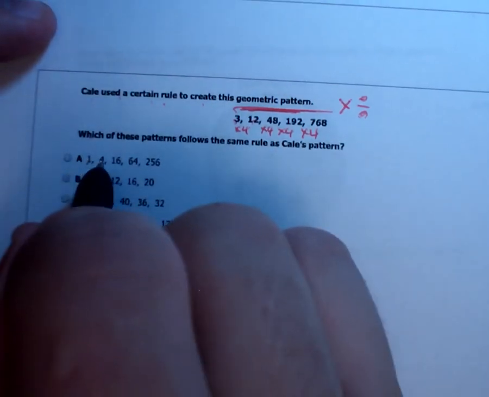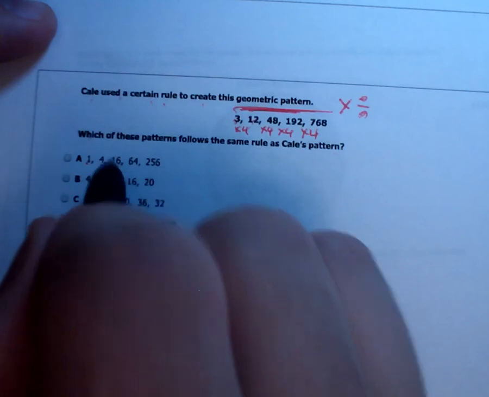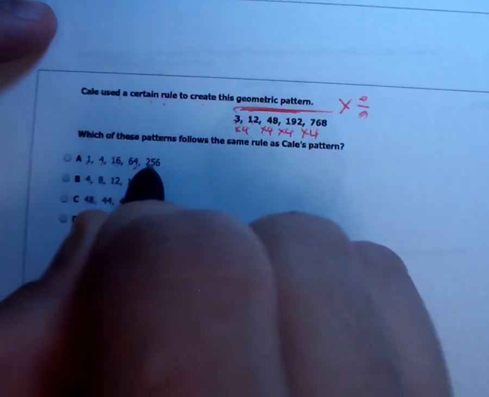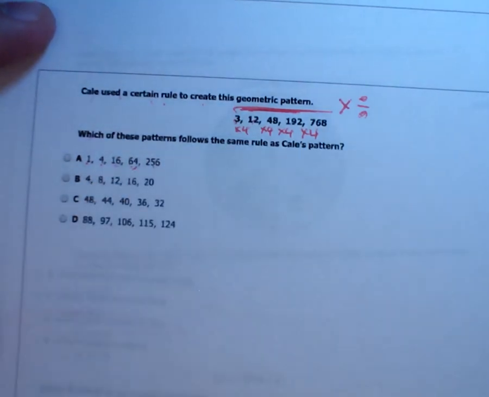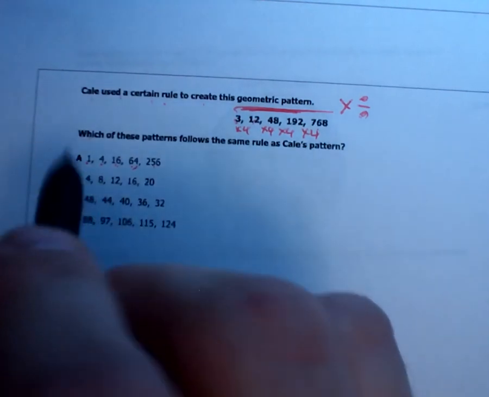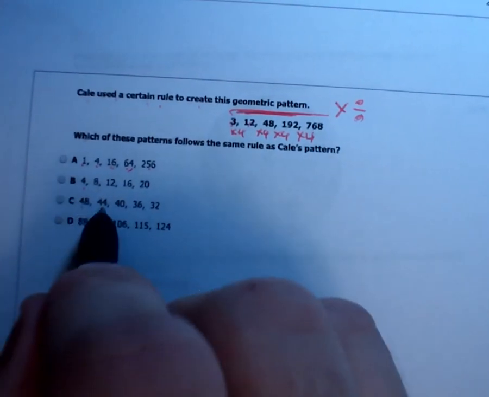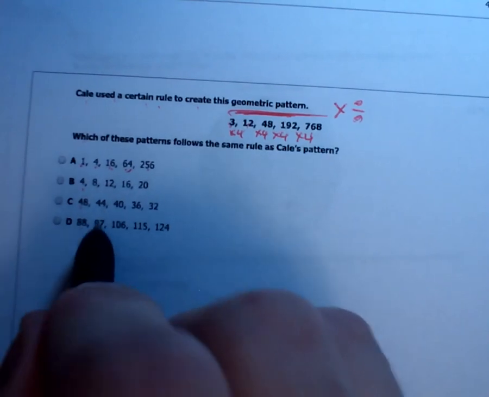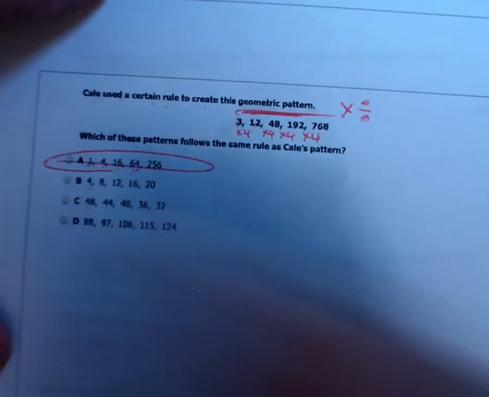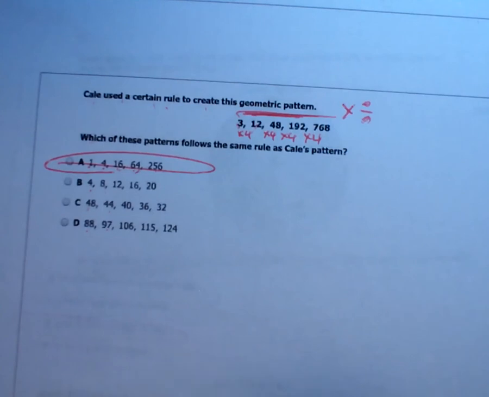All right. So which one uses the same rule of times 4? 1 times 4 is 4. 4 times 4 is 16. 16 times 4 is 64. And 64 times 4 is 256. You can check in the calculator. All right. And then 4 times 4 is not 8. 48 times 4 is not 44. 88 times 4 is not 97. So it has to be A. All right. Times 4.